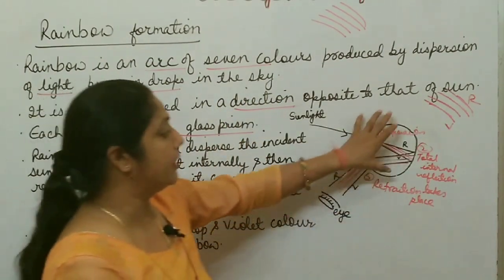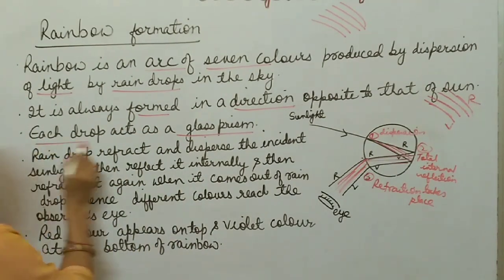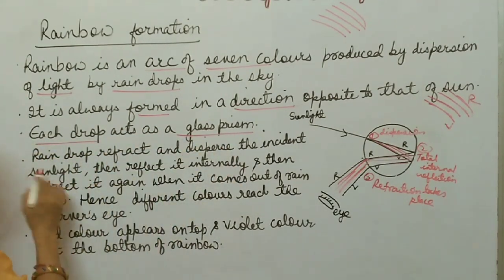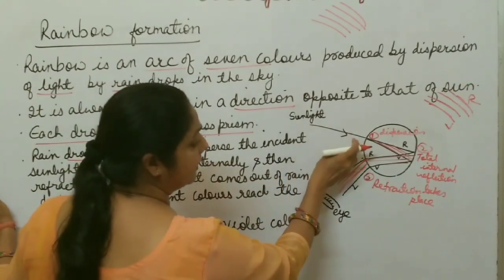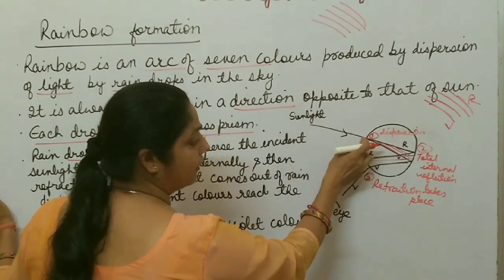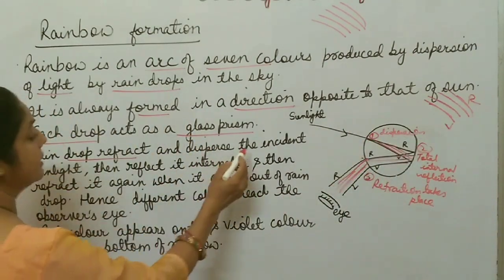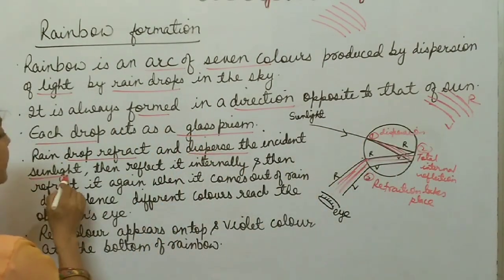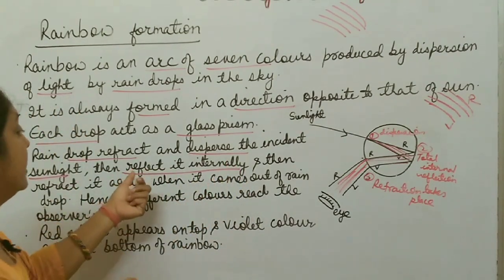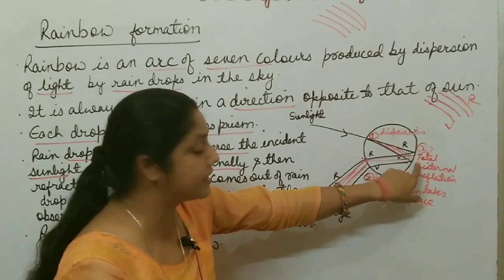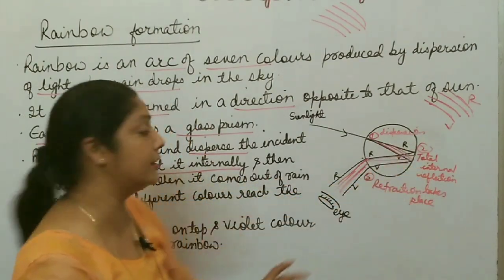In this way, a rainbow is formed in the sky, right? So you can write in this way, each drop acts as a glass prism. When a raindrop refracts first, what happens? When sunlight enters here, this raindrop refracts this light and disperses it into 7 different colors. Disperse the incident sunlight, then reflect it internally. It is written in the NCERT book in this language. Then again reflection takes place at this point. Reflect it internally. This is called total internal reflection.